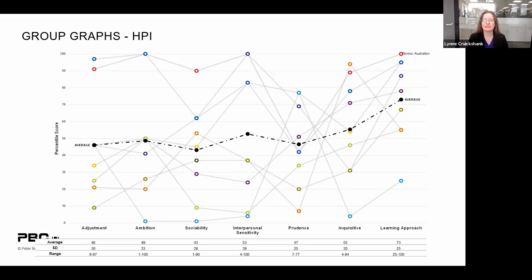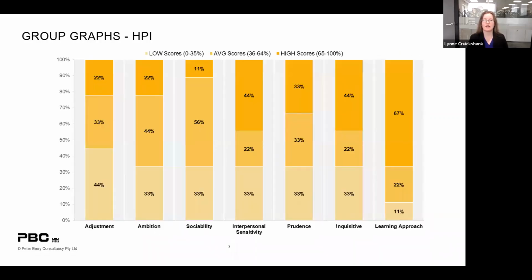Any other comments or questions in relation to what we're seeing here before we look at the frequency graph? So I find the frequency graphs quite useful. Sometimes with all the dots it can get a little bit confusing on the eyes, but looking at the frequency graphs can certainly provide a bit more insight into the particular team. As I said before, it breaks it down for the HPI. At the top we're seeing the percentage of those who scored in the high range, in the middle the percentage who scored in the average range, and the percentage who scored in the lower range.